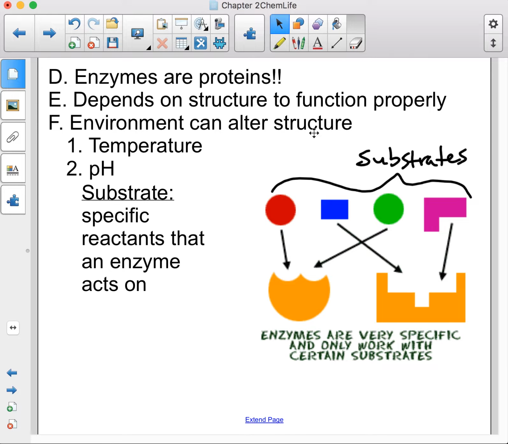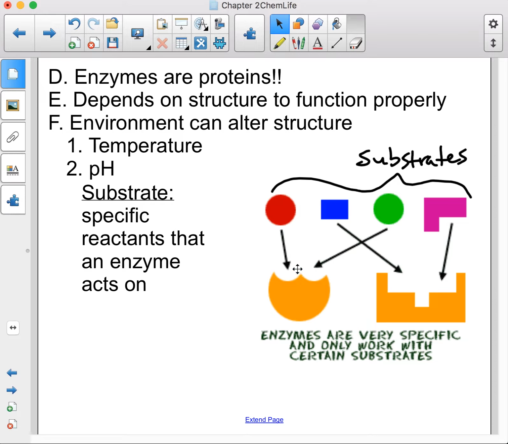So the environment can alter this structure. If you change the structure, you might ultimately change what it does. Will it work right? Will it work as efficiently? There are a couple of different ways you can change the environment. Temperature, by either increasing it or decreasing it. Or you can change the pH, make it more acidic or more basic or maybe even more neutral.